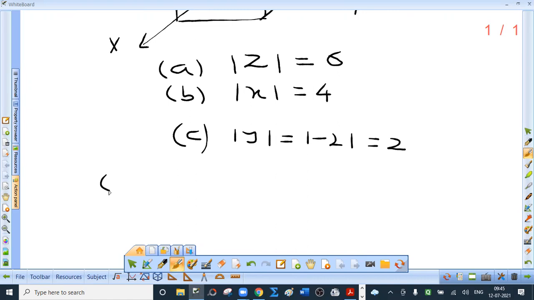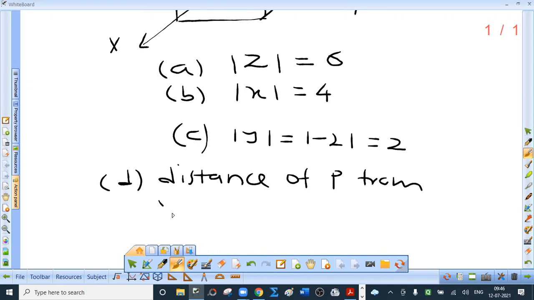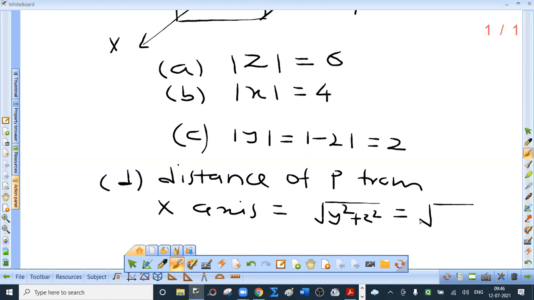Then D part. Be here only. Sub question D. The distance of A from X axis. I'm sorry, distance of, I should say P, because I have taken point as P. Distance of P from X axis. Can you tell me what is that distance? Yes, it is root y square plus z square. So tell me what is that? I'll write it directly. It is root 4 plus 36. That is root 40. You may simplify this as 2 root 10 unit.